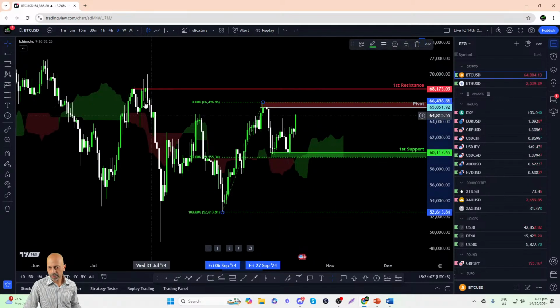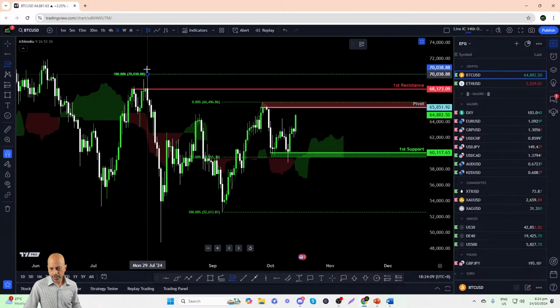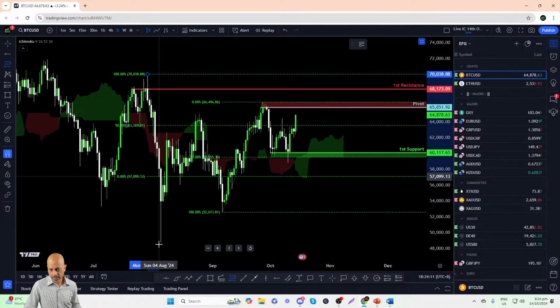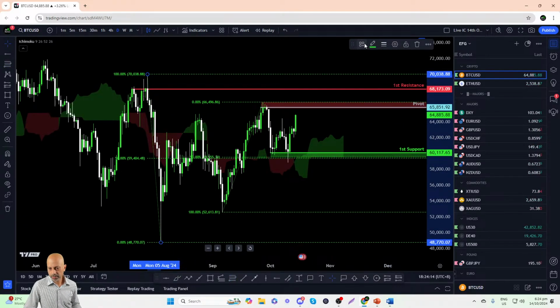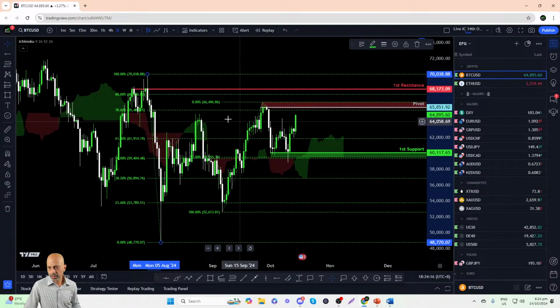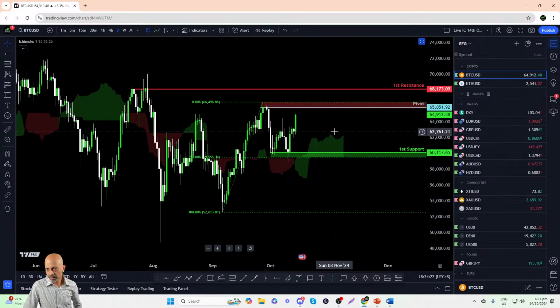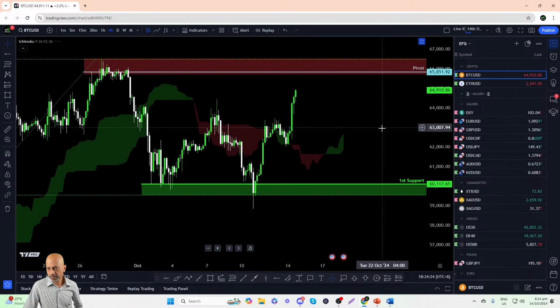Multi-swing high resistance here. That's a nice downtrend. We can run a retracement from here as well, 29th of July down to 5th of August. Let's look at all the fibs. We can already see that 78.6% has been surpassed. That's fine. Let's not keep it on anymore. We don't need that.